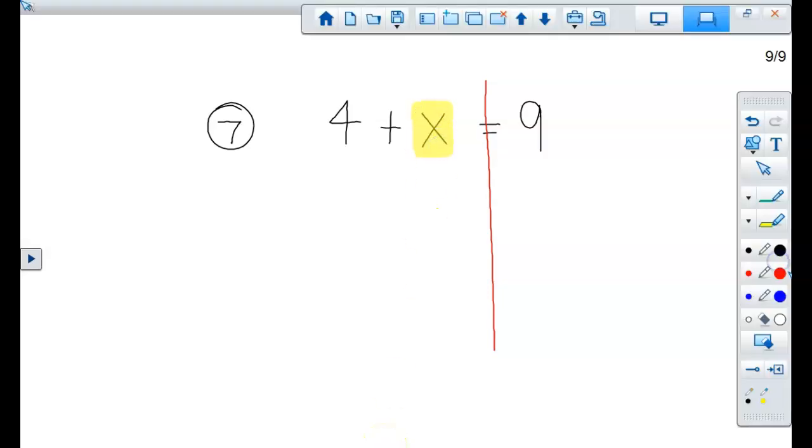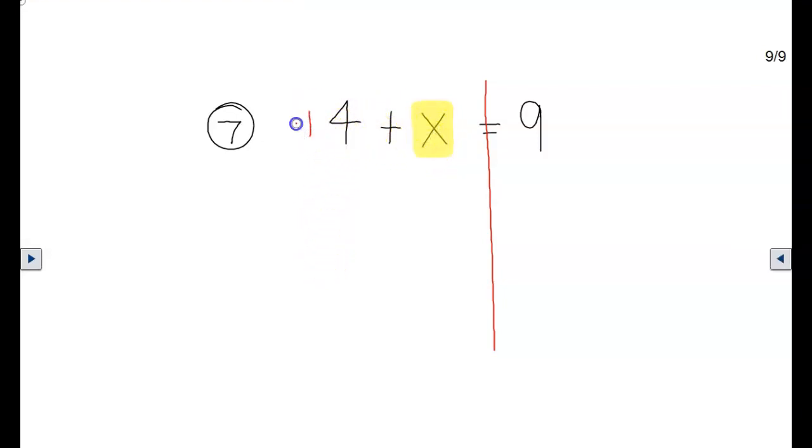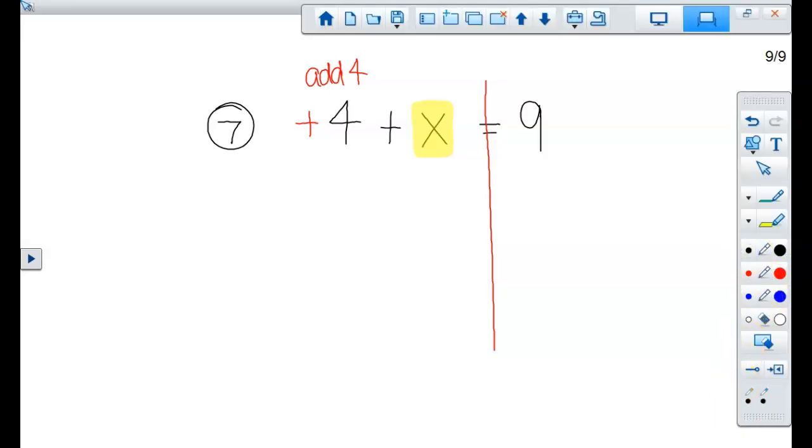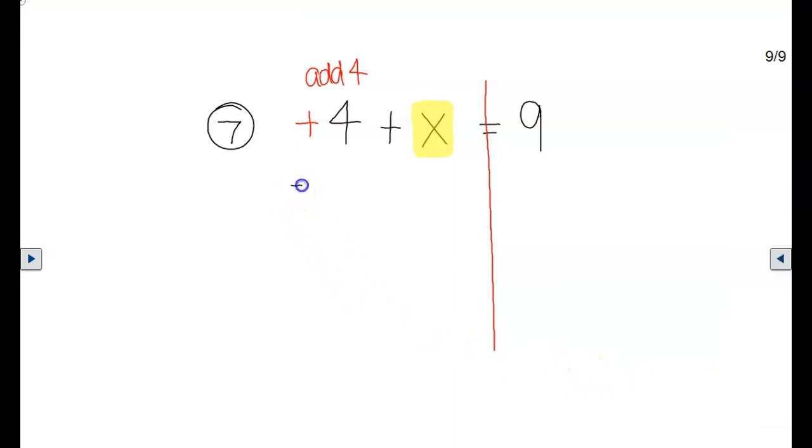So we need to look and see what is the one operation that this problem is doing to x. Well, you can see that it's x plus 4. This 4 right here is positive. There's a plus sign in front of it. So this is adding 4. That's what I've got to undo. So how would I undo adding 4? Well, I would subtract 4.